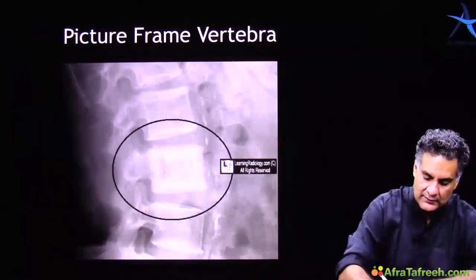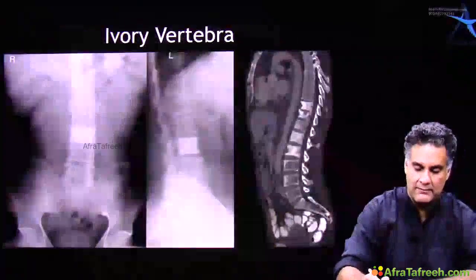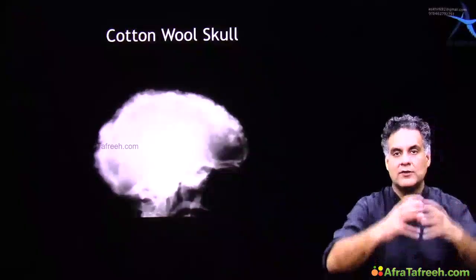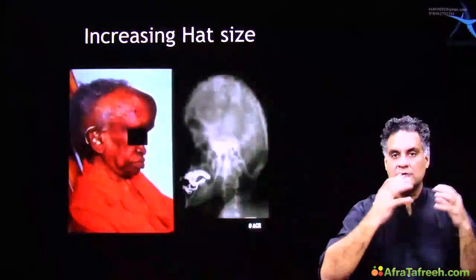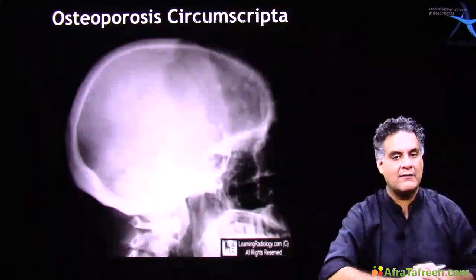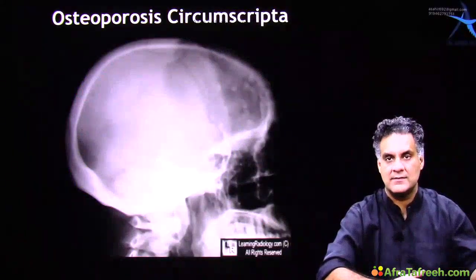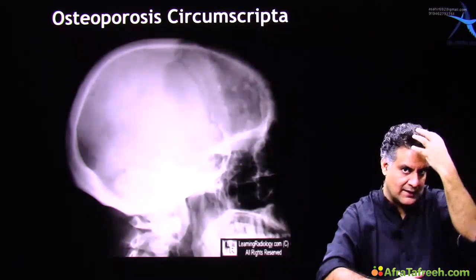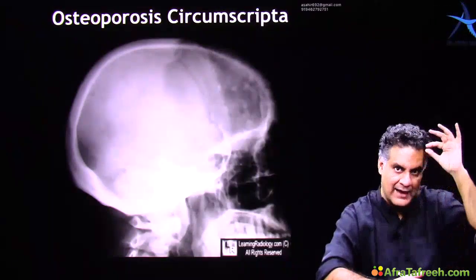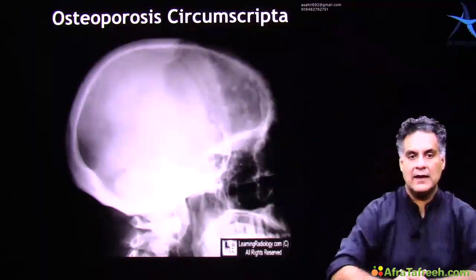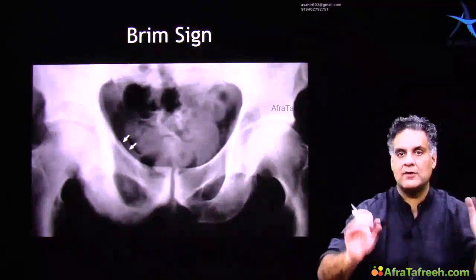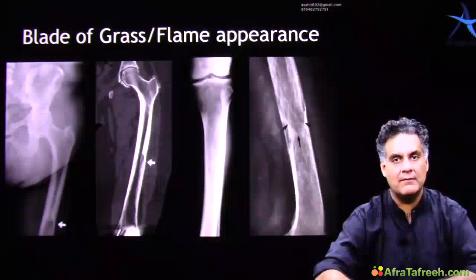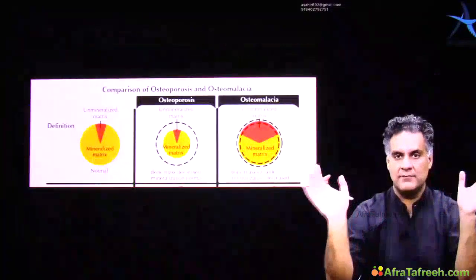You can have sclerotic margins of the vertebra called picture frame, or you can have the entire vertebra being white, ivory vertebra, or you can have a cotton wool skull in the sclerotic phase, which causes increasing head size, or you can have osteoporosis circumscripta in the lytic phase, or you can have a shatter sign where it looks as if more sclerosis is occurring and as if somebody is wearing a hanging cap. And then you will have a thickened pelvic brim called the brim sign. There can be lysis along the cortex called blade of grass or flame appearance. These are all the features of Paget's.